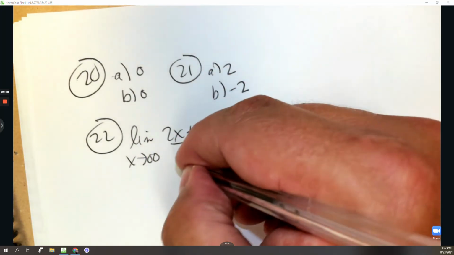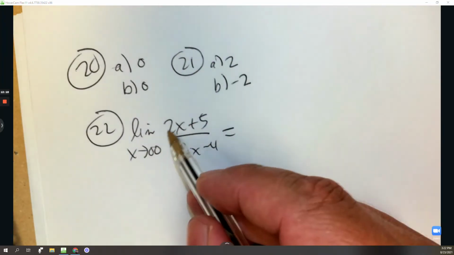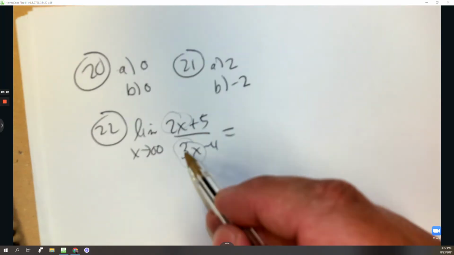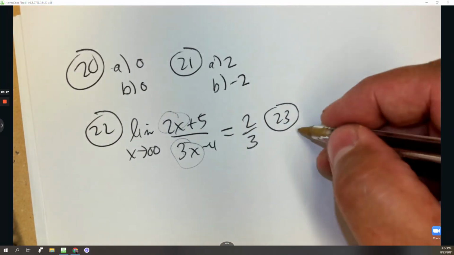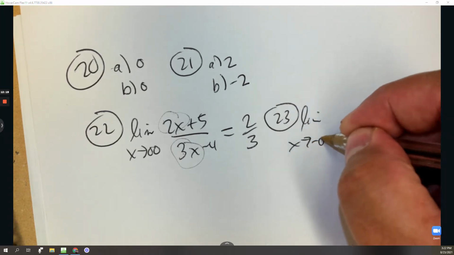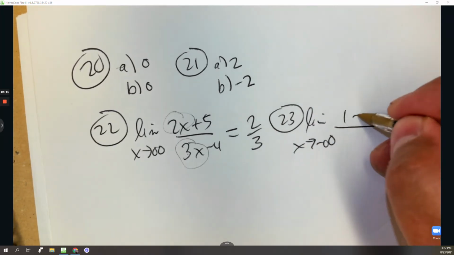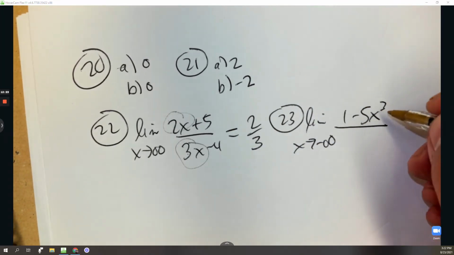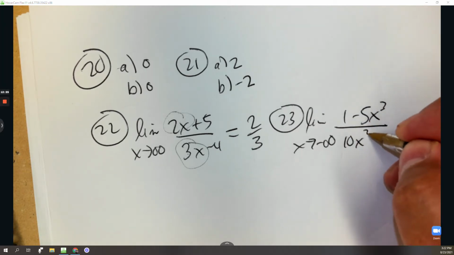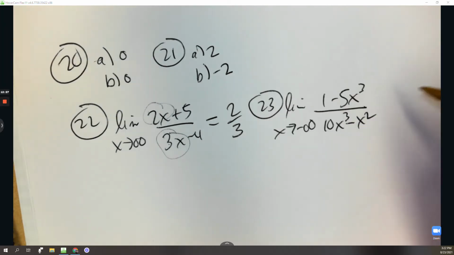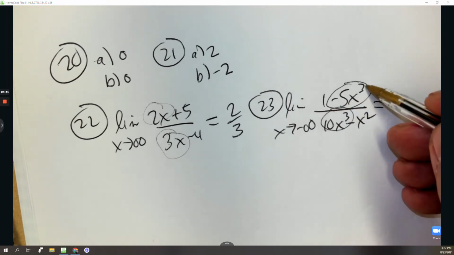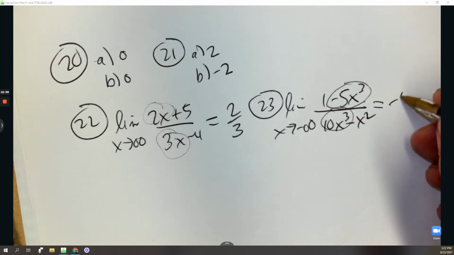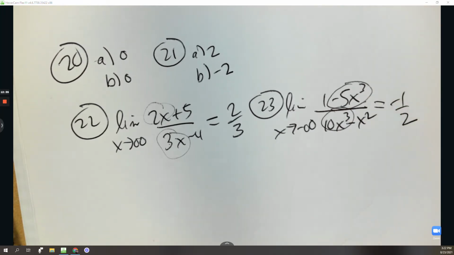That's power term over power term. So power over power, that's 2/3 when you divide out the x, and you're done. Let it be simple. Again, power over power. Just be careful that you know what the power terms are. So the most powerful term divided by the most powerful term, the x cubes divide out, and you're left with negative 1/2.